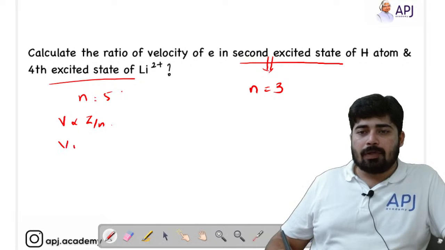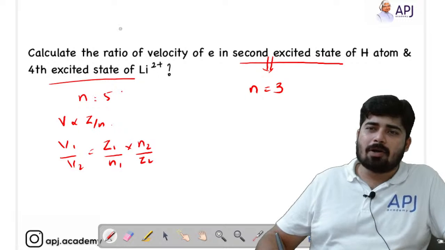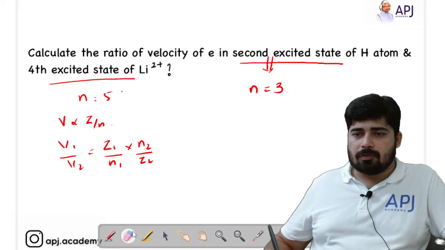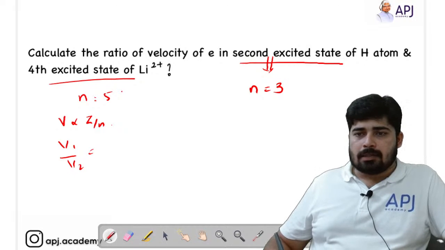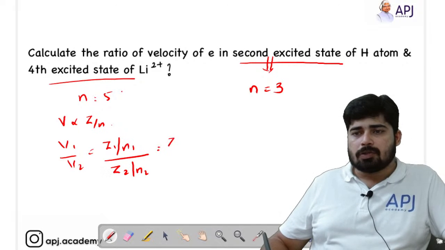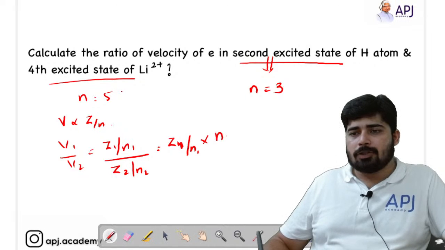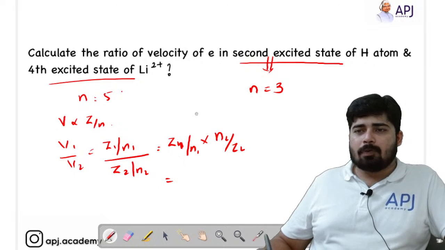So I write v1 by v2 is equal to z1 by n1 into n2 by z2. Maybe you will be confused if I write like this, so I'll just change it. I can write it as z1 by n1, that corresponds to v1, divided by z2 by n2, that corresponds to v2. So I can write it as z1 by n1 into n2 by z2, that is taking the inverse.